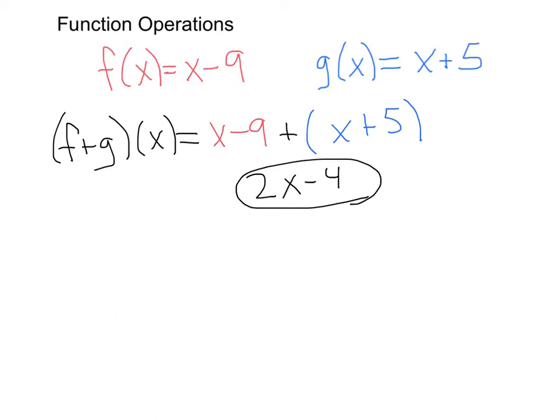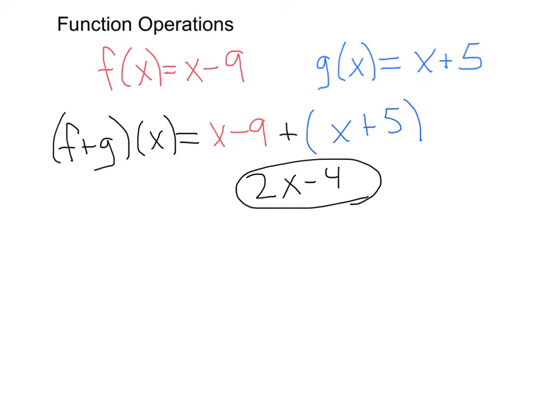Now if we're going to state the domain of this function, f plus g of x, we have 2x minus 4. We don't see any square roots, we don't see any fractions, so there are no restrictions. So we know that x can be all real numbers.